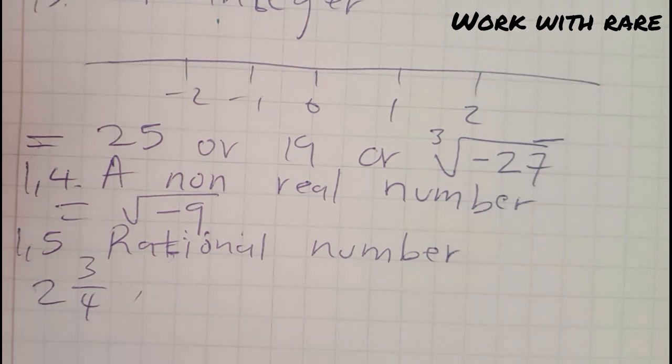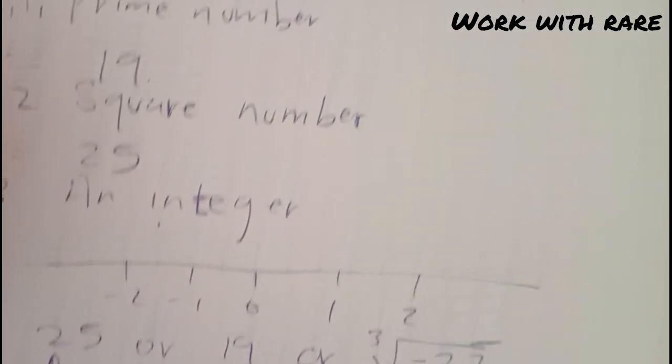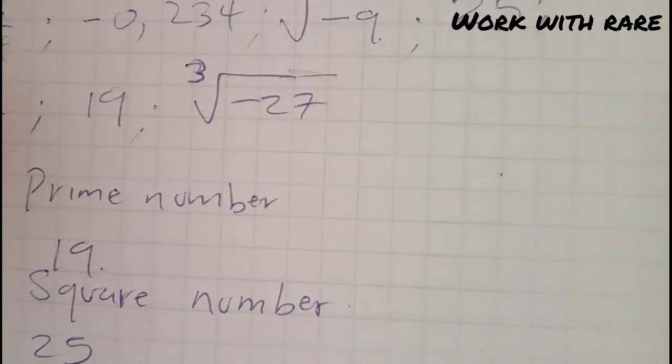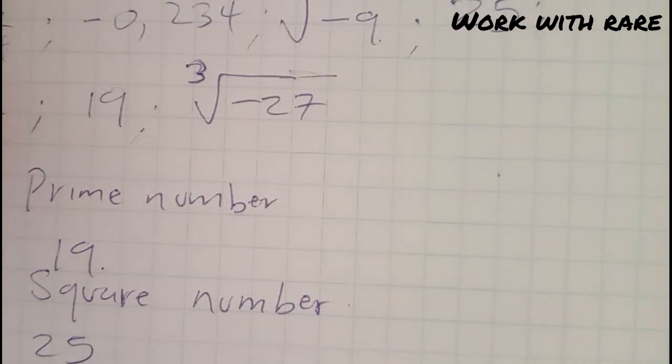Not only decimals, 25 can also be rational. Yeah, it's a rational number also. And this one that I wrote here, the answer of it is negative 3. It's also a rational number.